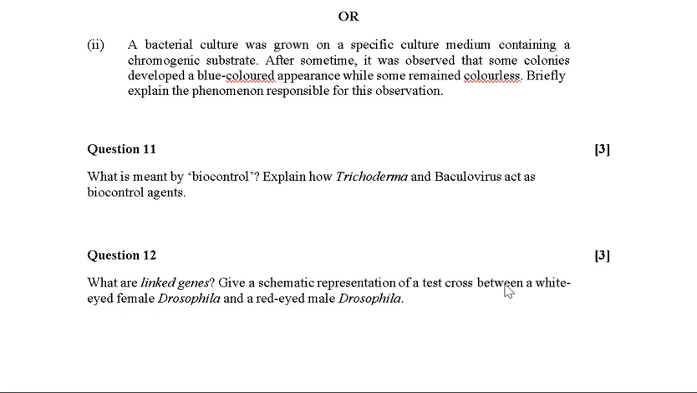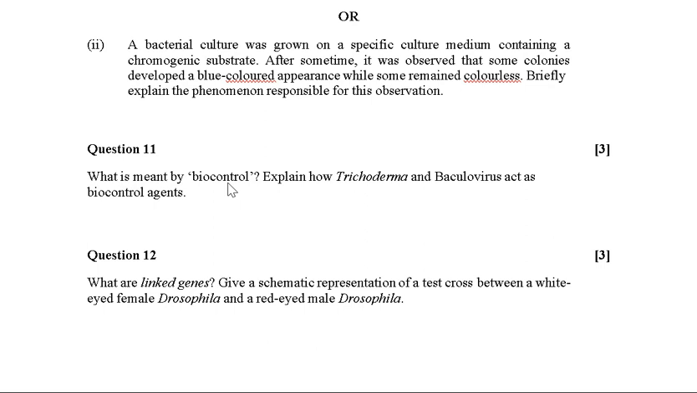Okay, now next, question number 11. What is meant by biocontrol? Biocontrol is also called biological control. It is a natural method of pest and pathogen control involving the use of viruses, bacteria, fungi and other insects. So, biocontrol means controlling by biological agents.